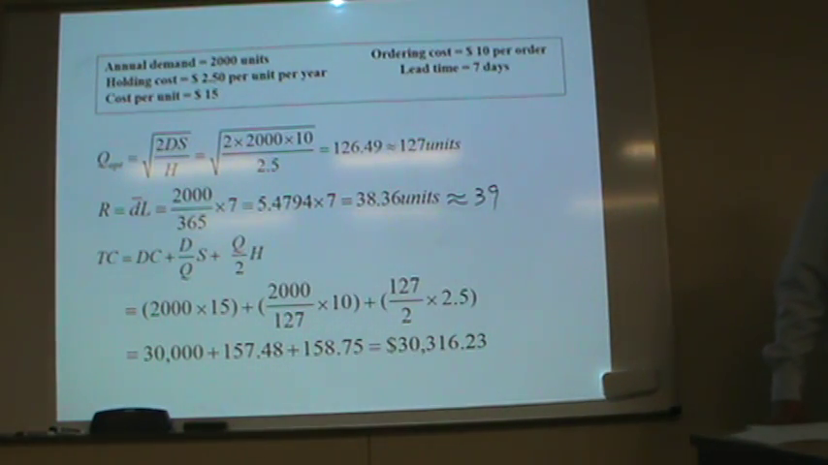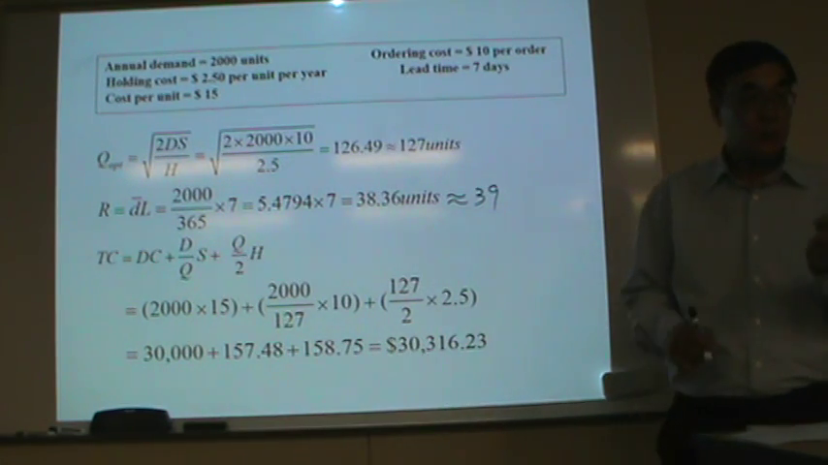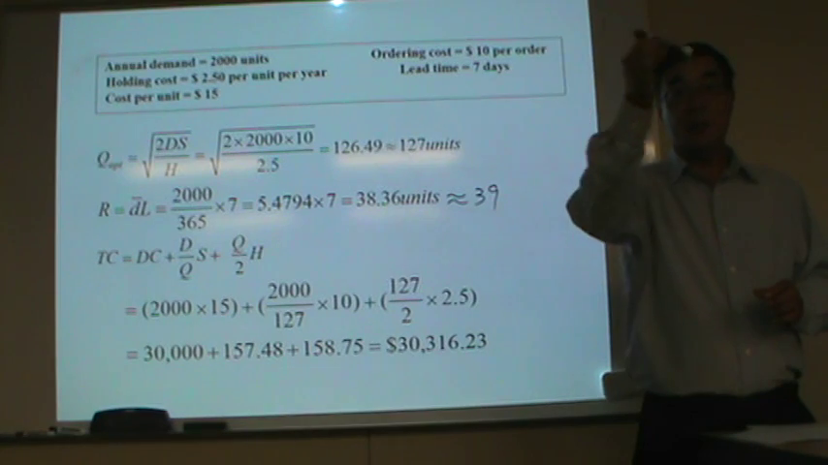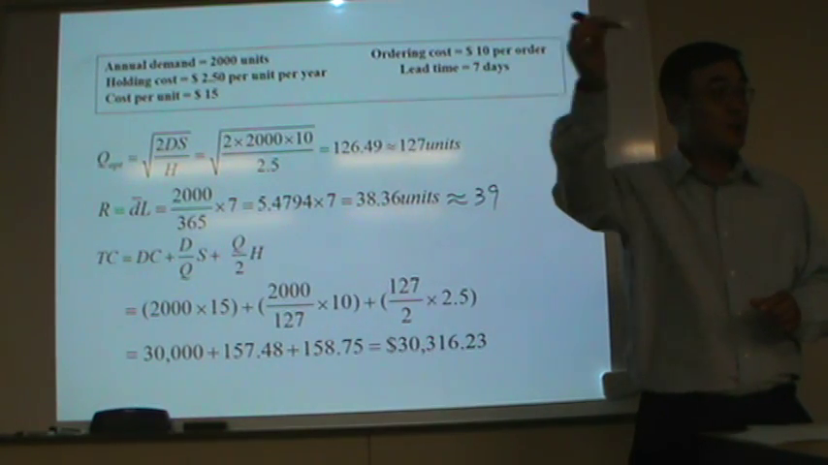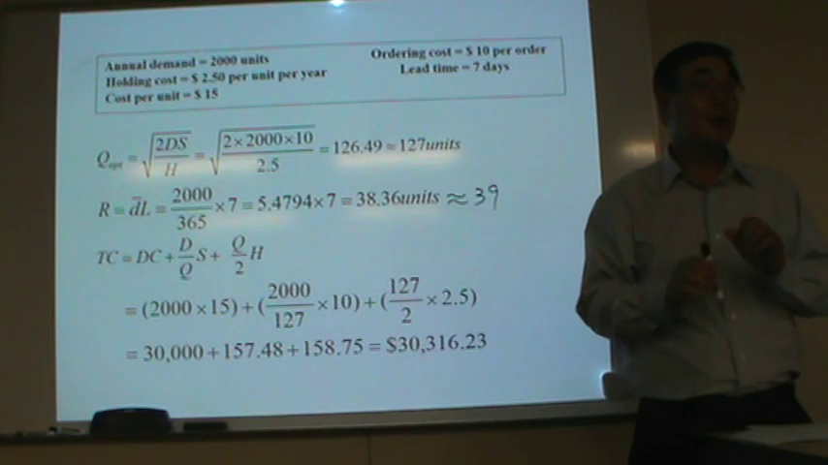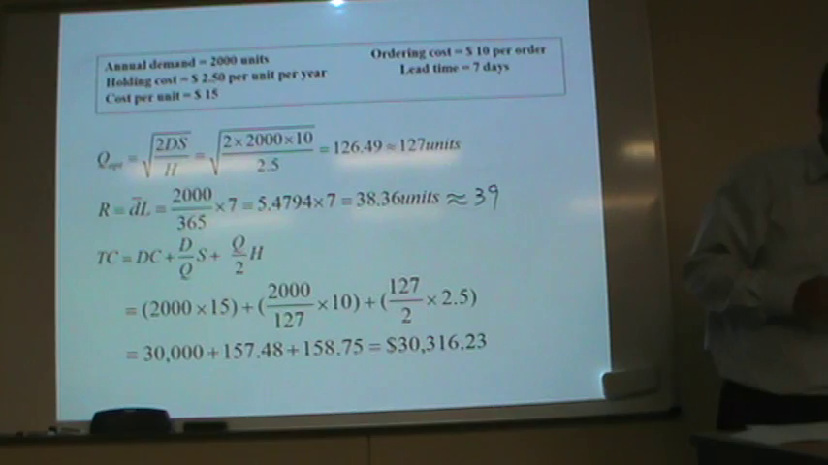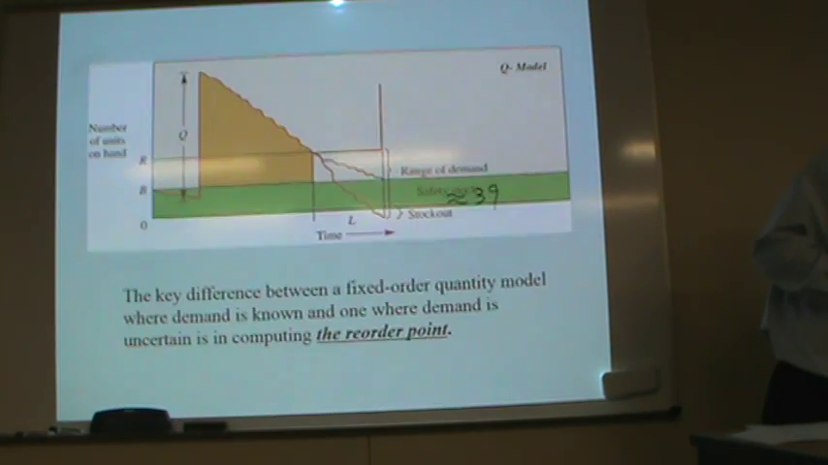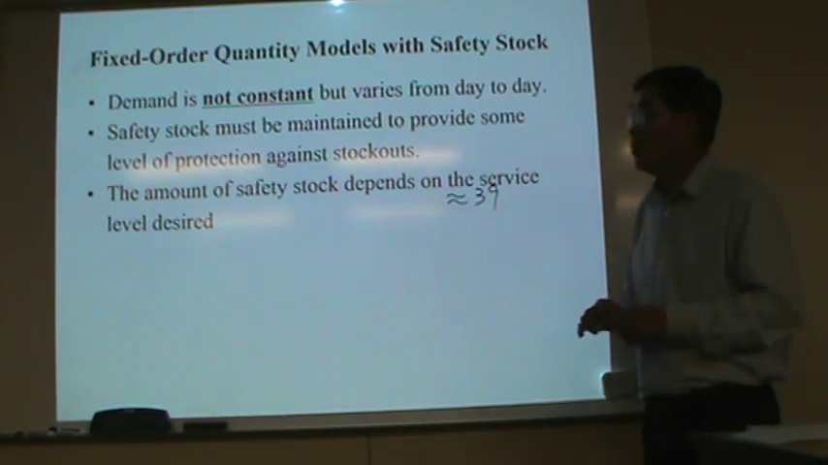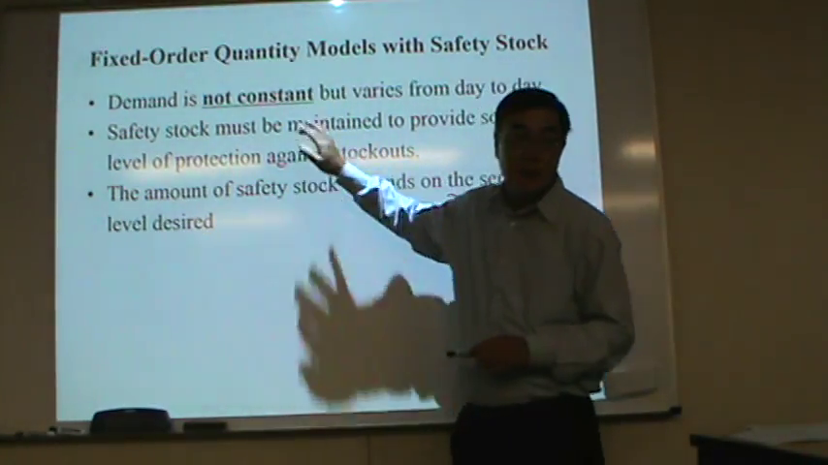This is the basic model of the order quantity model. Okay. In this basic model, the assumption is constant demand, right? Constant demand, straight line, linear. But in the real world, demand is not constant.